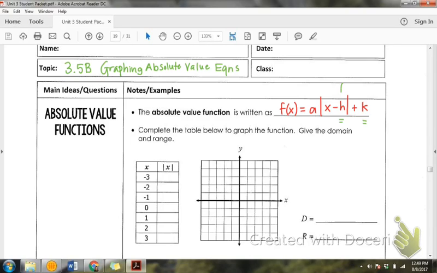So another way to think about this, the h value is going to be the horizontal shift. You need to write that down. What do we have to be careful about with the h value? We change the sign, right? So we're going to use the opposite sign for the horizontal shift. What about the k value, our y value? That means it's going to be a vertical shift, and we're going to use the same sign.